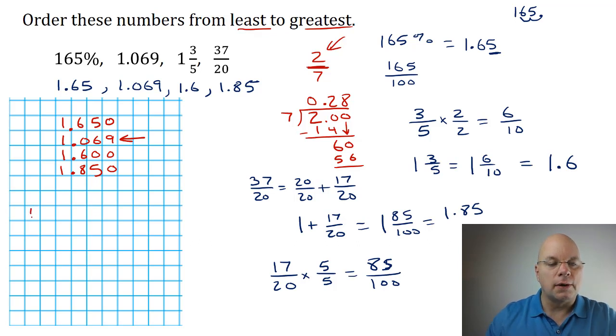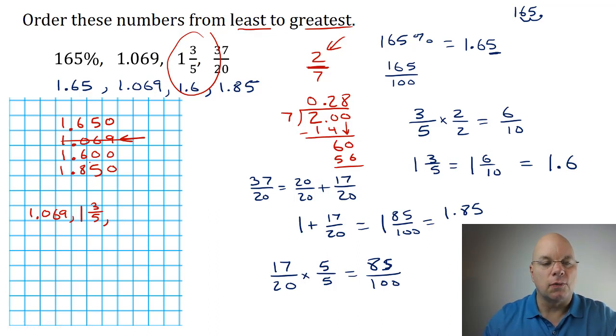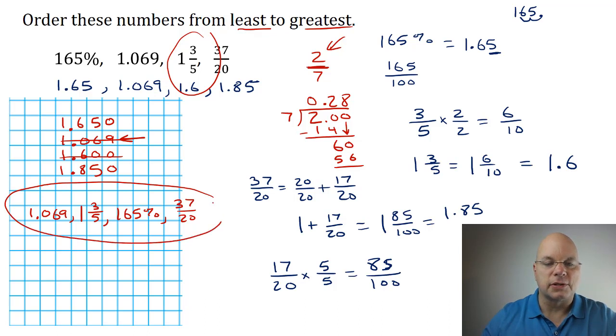So 1.069, 1 and 69 thousandths is my least value. My next greatest value is 1.600, which was 1 and 3/5. So that's next, 1 and 3/5. These lists should be written back in the original form. So I'm turning 1.600 back into 1 and 3/5. And then next would be 1.65, 1 and 65 hundredths, which was our percent, 165%. And lastly, the 37/20ths. So there's our list from least to greatest.